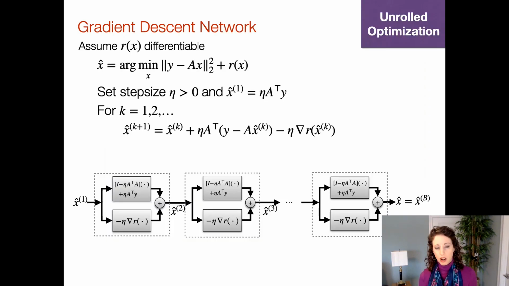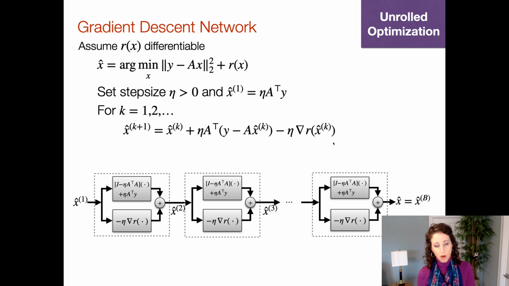So let's start off just by talking about gradient descent. So imagine that we already had a good regularization function and it was differentiable. Then how would we actually compute an estimate? Well, what we would do is we would start with this optimization problem, and then we would start with some initial estimate, say some weight factor times A transpose Y. And then at every iteration, we would update our estimate by taking our past estimate and taking a step in the direction of the negative gradient of our squared error and the negative gradient of our regularizer.